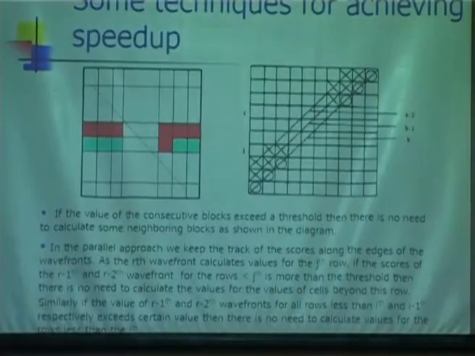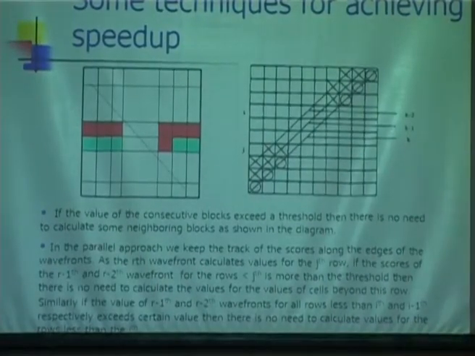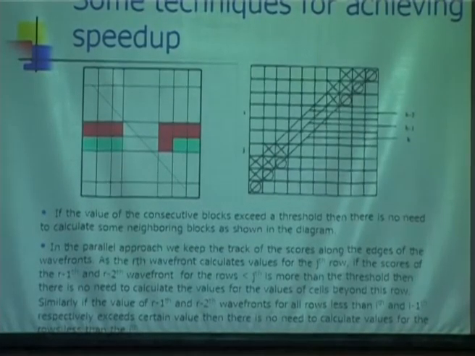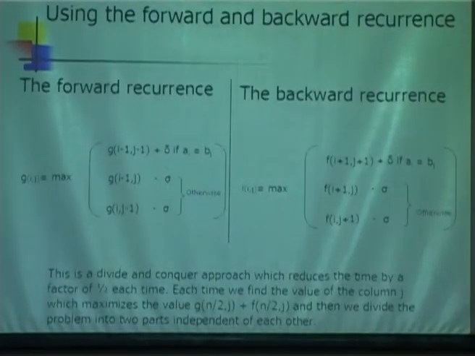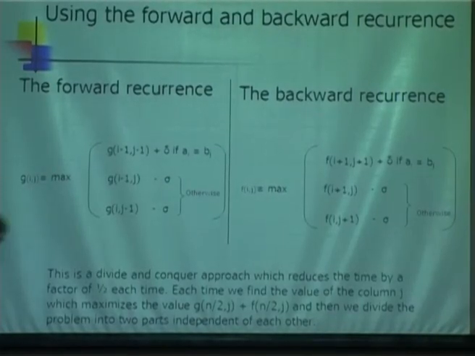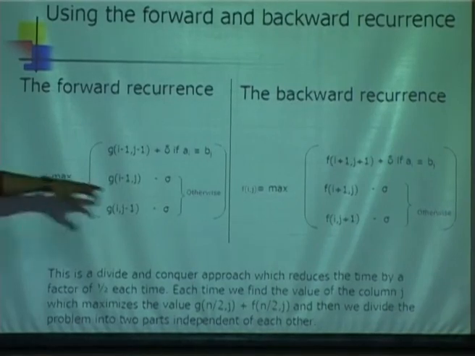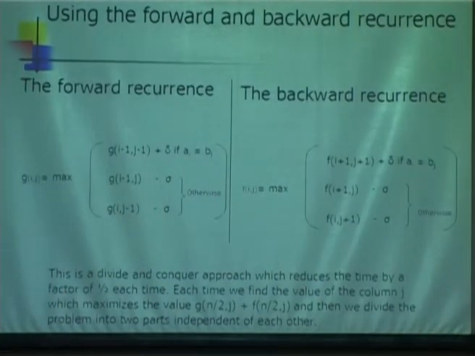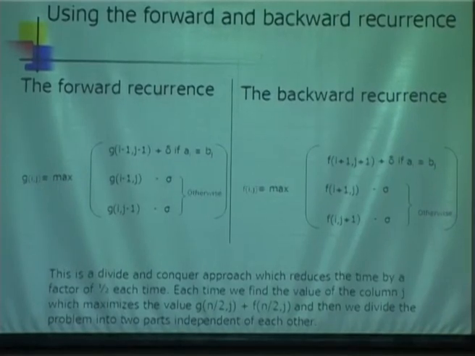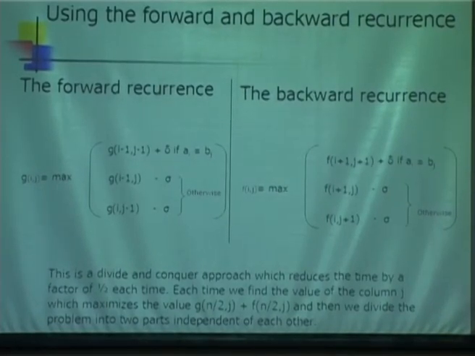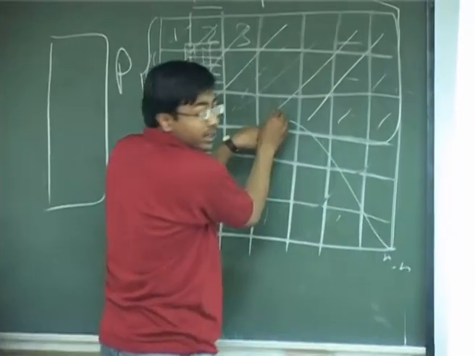So this is one speed up, but all these approaches are sort of improvisations. They don't give you an improvement by some order of magnitude. Then there is another approach, using forward and backward recurrence. Here, Gij denoted the optimal alignment starting from the 00 cell to the ij cell. The backward recurrence calculates the values starting from the last cell, and Fij means the optimal alignment from n, n to ij.